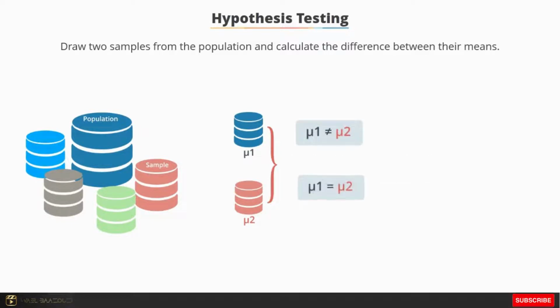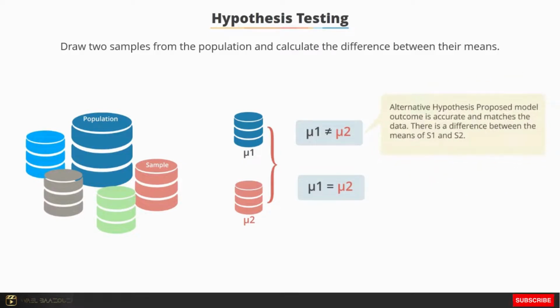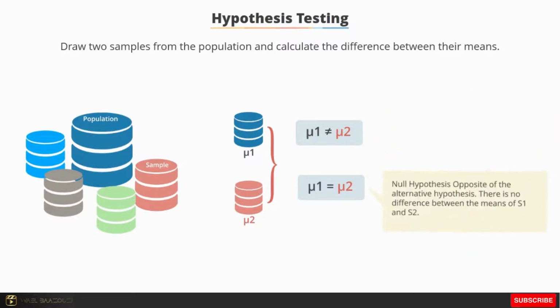Two kinds of hypothesis can be made initially. Alternative hypothesis. This hypothesis indicates that the proposed model outcome is accurate and fits the data. There is a difference between sample data S1 and S2. Null hypothesis. This hypothesis is the logical opposite of the alternative hypothesis and does not support the proposed model. It suggests that there is no difference between sample S1 and S2.